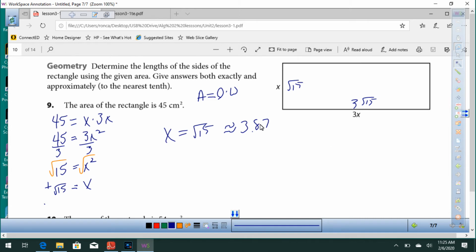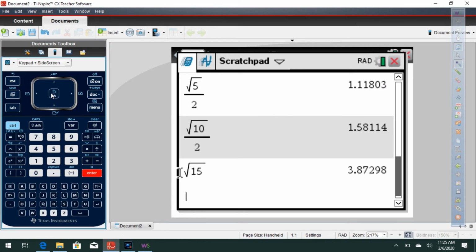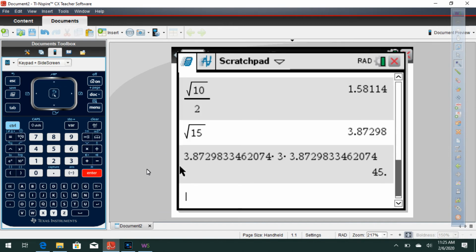3.87. So if this is the square root of 15, this is 3 times the square root of 15. And I wonder, so 3.87, and then you got 3 times 3.87. See how close that gets. We'll just go up there and grab it, times 3 times 3.87, and 45. It worked out. Good.